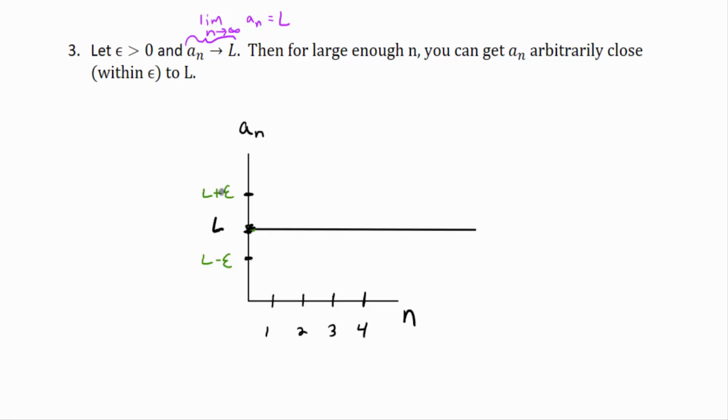Let's say you pick an epsilon, just some number greater than 0. It could be super duper tiny. It could be microscopic. But, and we have some a_n that converges to L. What that note in number 3 means is this.